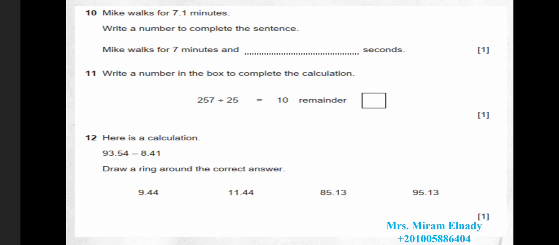Mike works for 7.1 minutes. He works for 7 minutes and we need to change this 0.1 into seconds. How can we do this? 0.1 times 60 equals 6. We said anytime we have something with a decimal point in the time, we're talking about time, we have to multiply by 60.